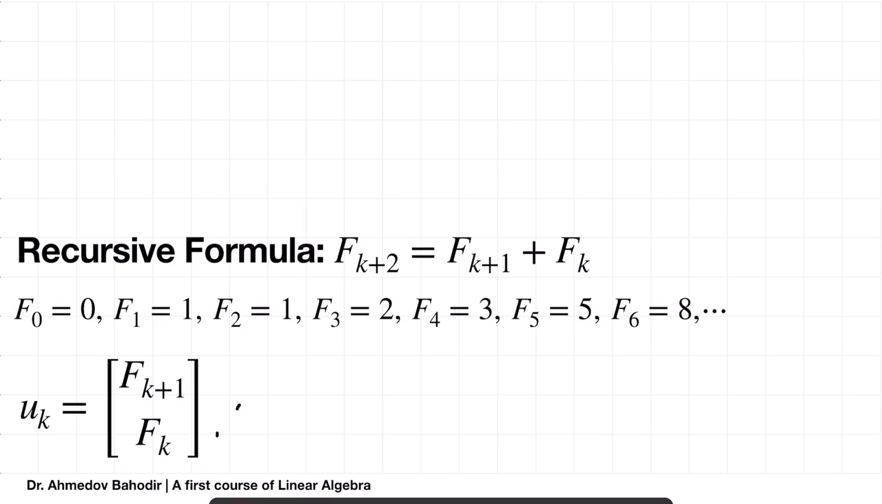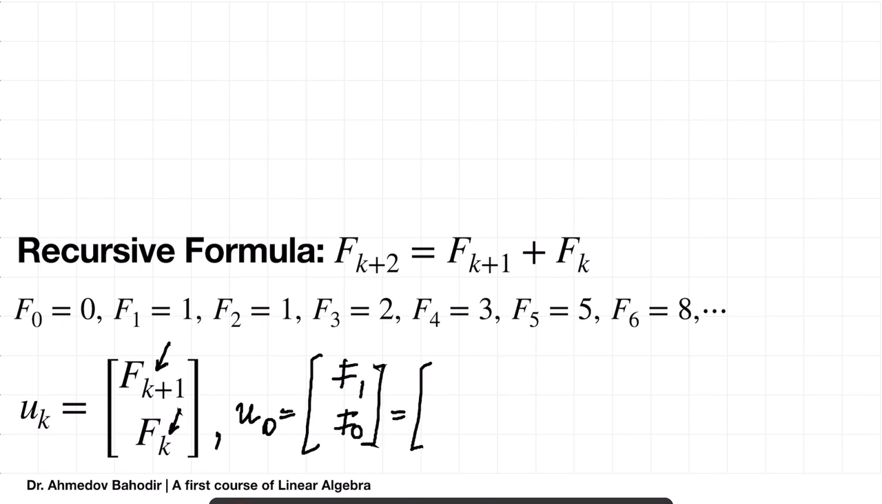For example, if you would like to know what the vector u_0 is, you just need to substitute k equal to 0. So that's going to be f_1 and f_0. If you look at the values for f_1 and f_0, the first and zeroth Fibonacci numbers, they are simply 1 and 0.